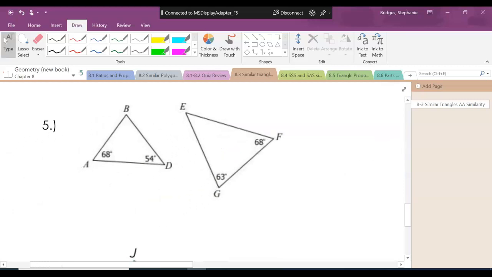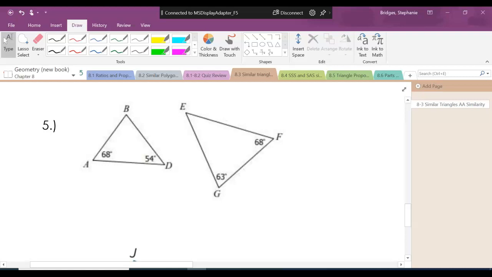If we get the number, we just put it on E. What we need to figure out is whether the missing angle is going to be the same as one of the other angles in the triangle. I notice that both triangles have an angle of 68 degrees. A and F are both 68. What I need to figure out is either B or E, and then does it match the other angle?